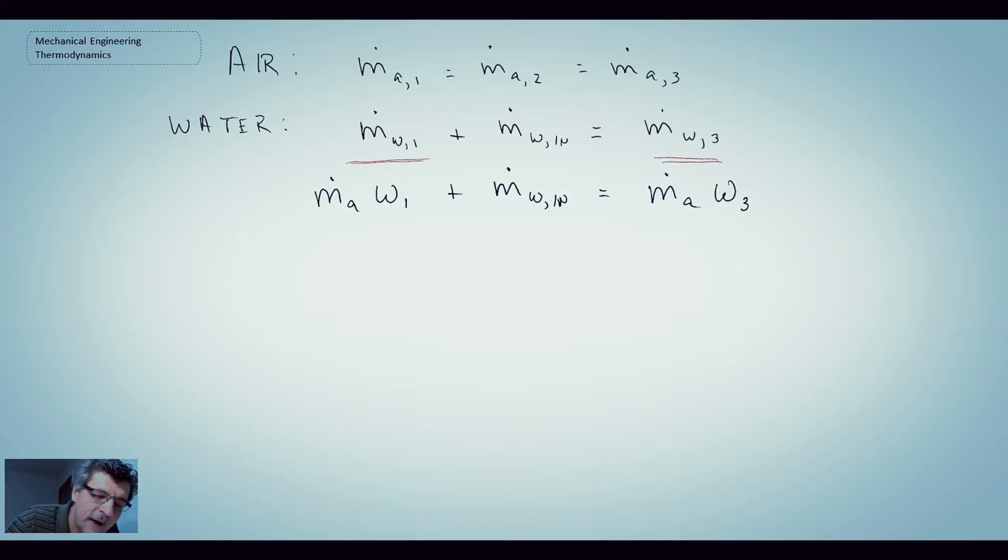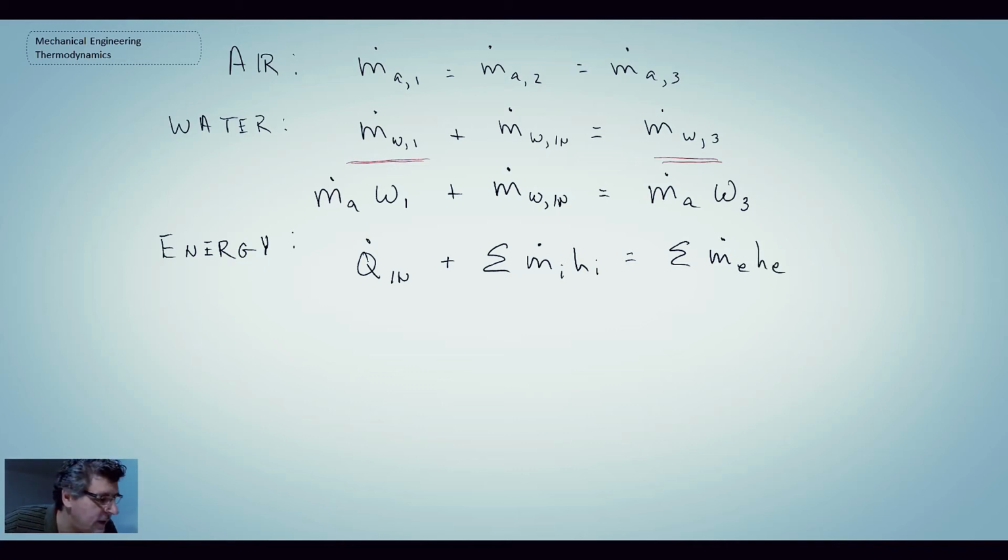And finally, for energy, so applying the first law, so that would be the first law. Now, in terms of inlet, what is coming in is going to be the air and the steam. Let's assume we're using steam. And then exit is just the air and water vapor.